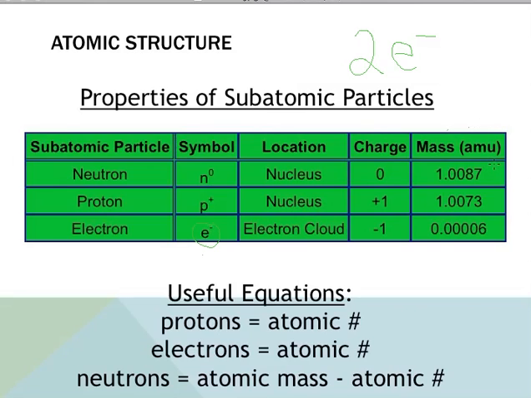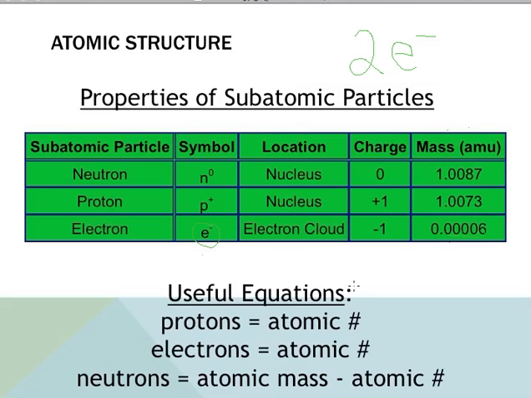The neutrons and the protons are the same. The electrons are really, really tiny, even in comparison to the neutrons and the protons, which are small. If you look at all these zeros, you can see how much less mass the electrons have than the neutrons and the protons.